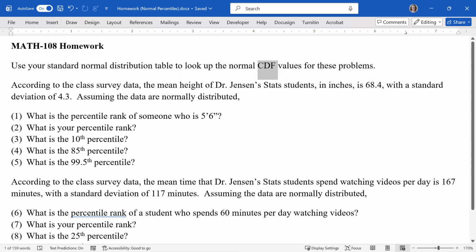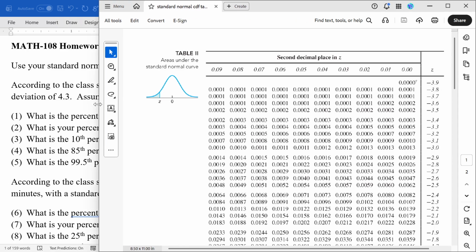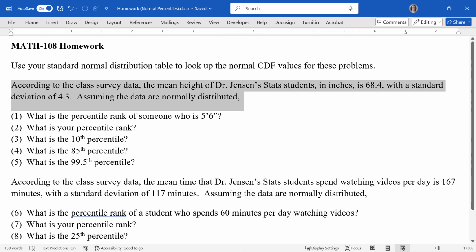Just to remind you, the CDF here stands for the cumulative distribution function. That is the function whose values are given in this table. So its function name is the CDF, and when you plug in a z-score to it, the value that you get out is whatever value you're grabbing from the table here. Okay, so let's look at the first question.